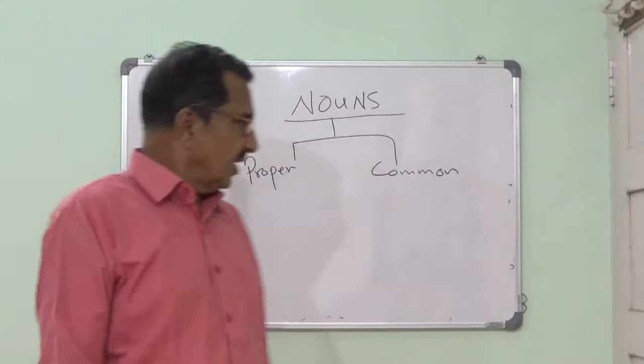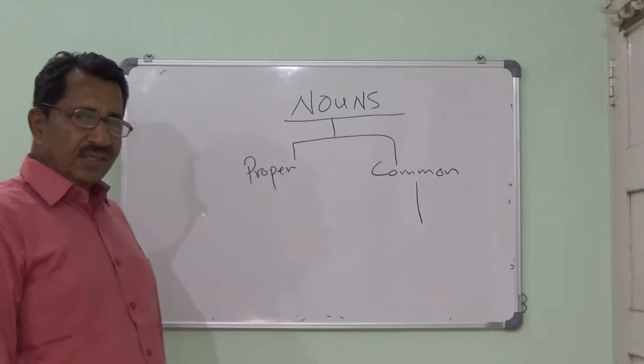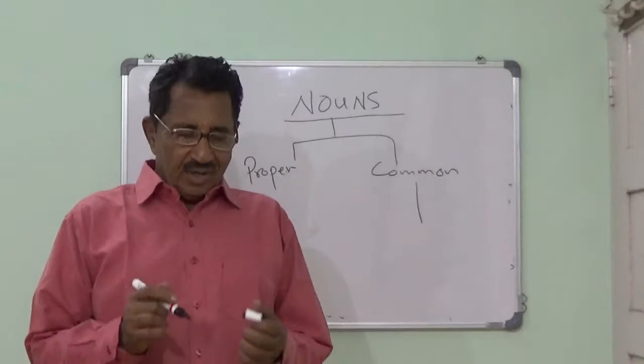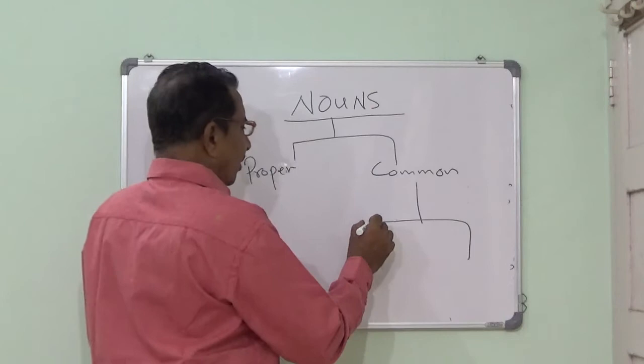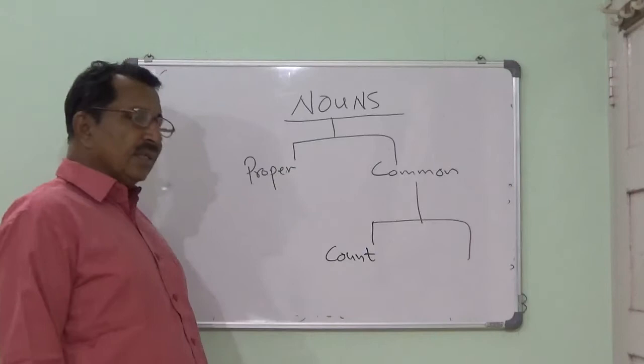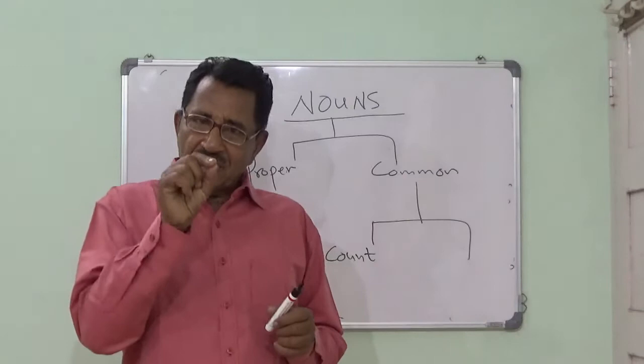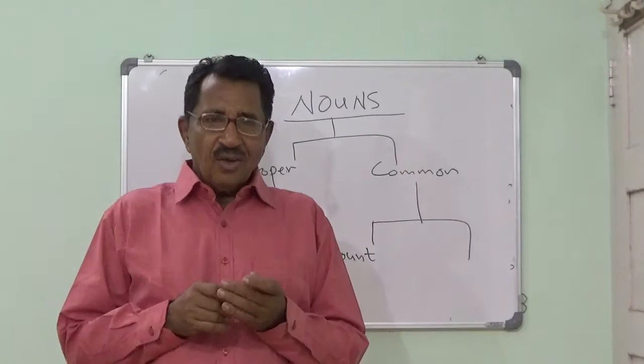Yes. Now we come to common nouns. In common nouns you saw counting. But suppose you have water. Can you count water? You cannot count. So some common nouns you can count, and some other common nouns like water, milk, you cannot count. Can you say one milk, two milk, three milk? No. Same thing, water. Can you say one water, two water? No, you cannot do that.